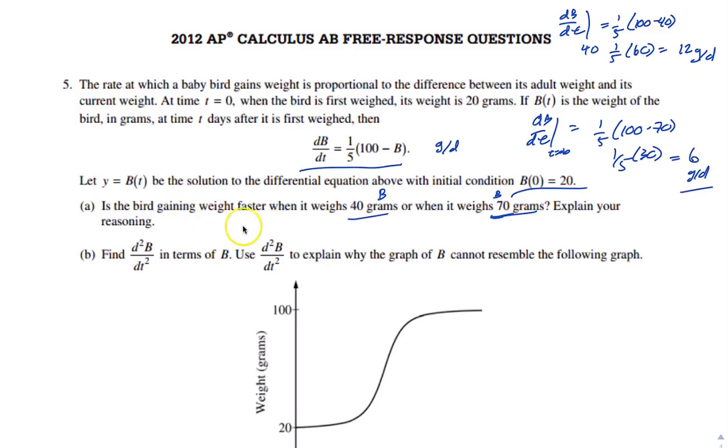So it's gaining weight faster when it's 40 grams. That's 12 grams per day. So that'll be your answer. It's gaining weight faster at 40 grams. We've got to make a sentence. It's gaining weight faster at 40 grams because the derivative dB/dt at B equals 40 is greater than dB/dt at B equals 70. So that'll be your answer. Let's make a sentence out of the work you did.